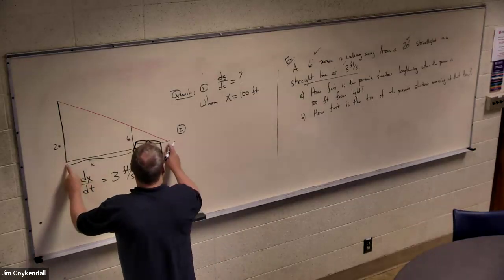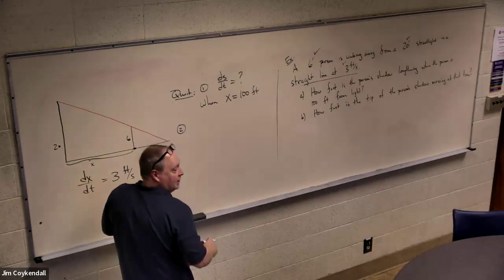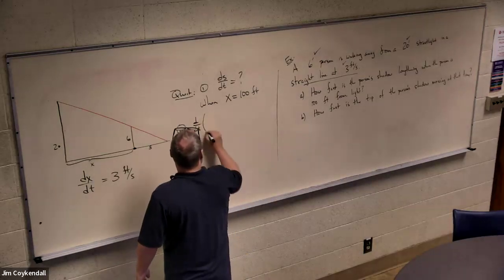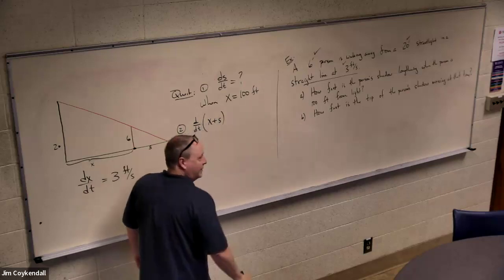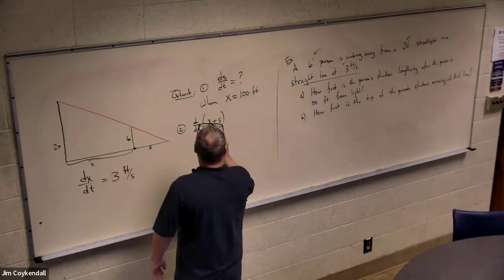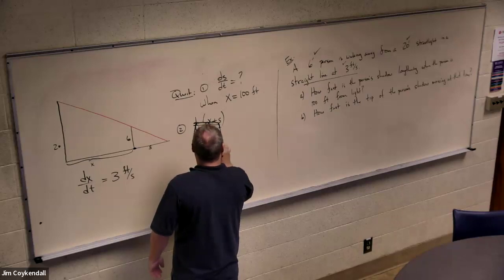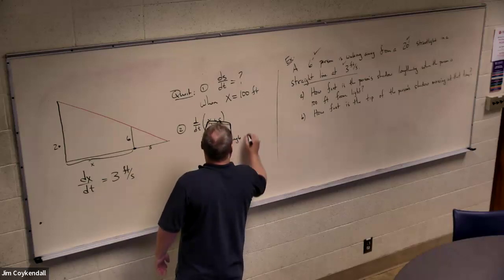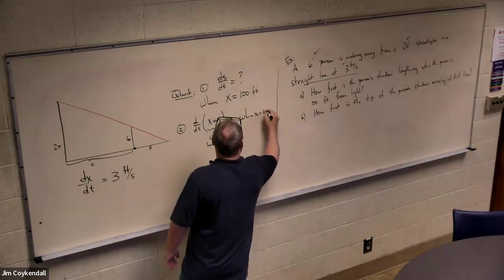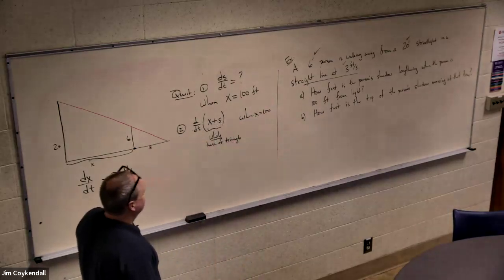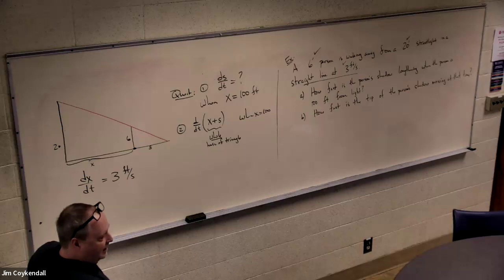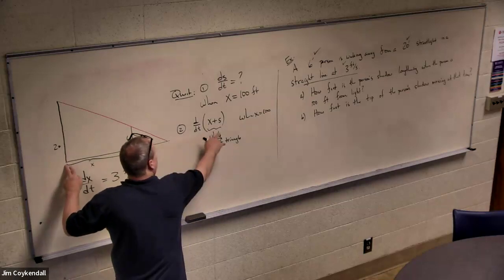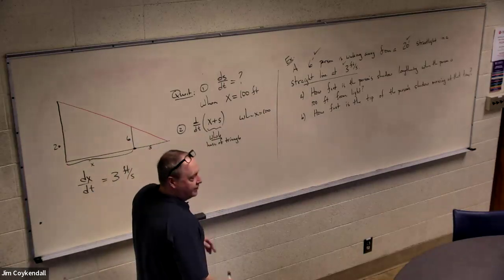The tip of the shadow is how fast the whole base of the triangle is moving, right? So we're asking for the change in x plus s, the whole base of the triangle, when x is 100. Everybody okay with that? Yeah, because how fast the tip of the shadow is moving is how fast that base of the triangle is. Everybody okay?